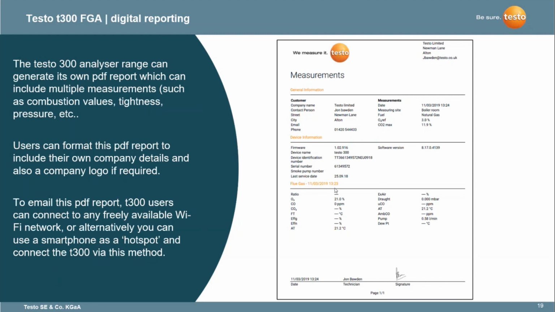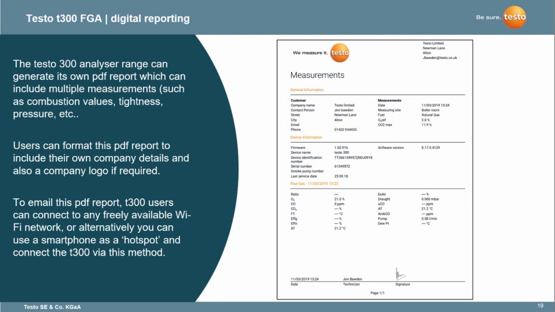And then within this report, you can have multiple measurements. So you could have multiple flue gas measurements. You could have a mixture of flue gas combustion readings with tightness and net by readings, flow and return. There isn't a limit really on how many measurements you put into a report. It's just obviously going to take more and more pages.